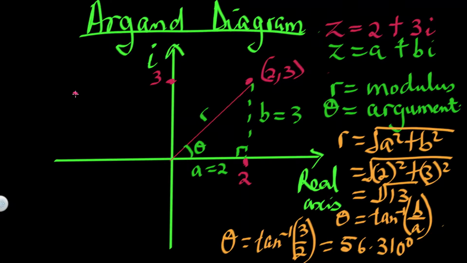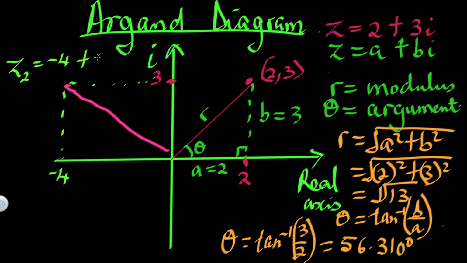The difference here is, let's say I have 1 here, and let me use this point here. Let's say this point is minus 4, and obviously here is 3. The complex number here, let us call it Z2, will be minus 4 plus 3i. This one is in the second quadrant.